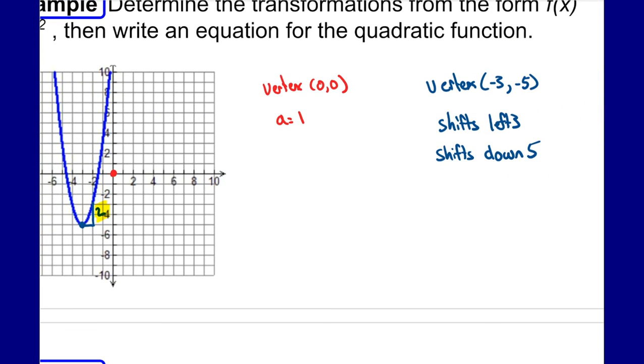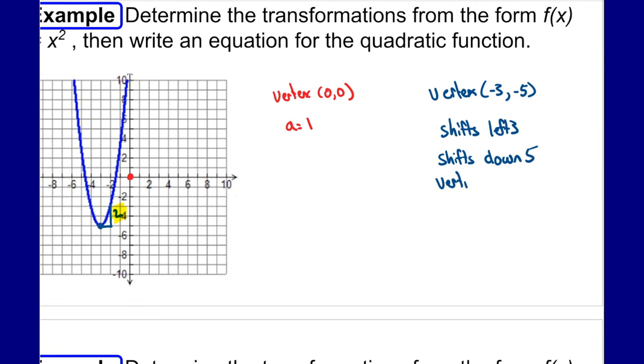So this means we have a vertical stretch by a factor of 2, because that a value is 2. If that a value was 1, there'd be no stretch or compression. If that a value was a fraction, there would be a compression. So again, just looking at the step pattern, looking at that first step, recognizing that that tells us the a value, and then seeing if it indicates a transformation.